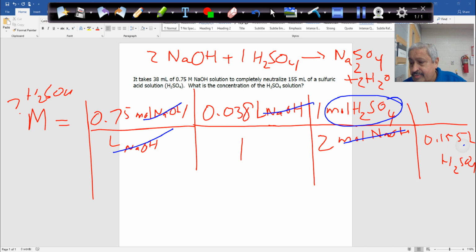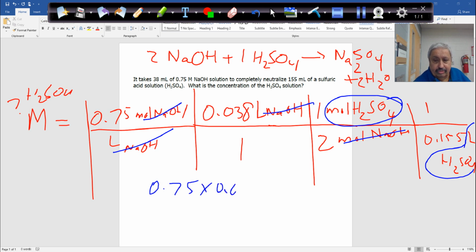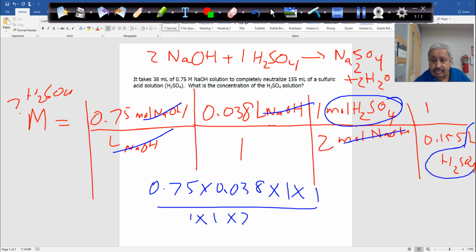Per liter here. Okay, so then you have 0.75 multiplied by 0.038 multiplied by 1 and divided by 1 over 1, 2, and 0.155. Okay, and this one is mole and this one is liter. So how much is it?